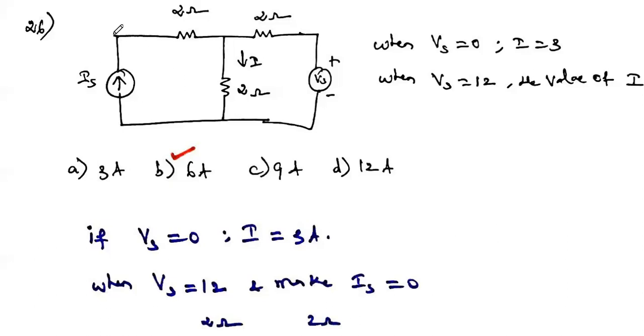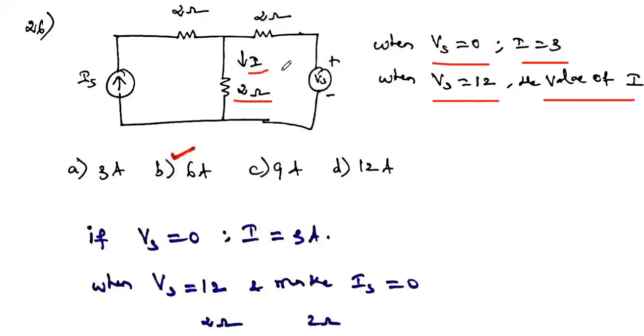So the first question, you see, this is the given circuit diagram. Here the given data is: when Vs is equal to 0, the current I is equal to 3, and when Vs is equal to 12 volt, what is the value of I? This is the question. In the circuit there is one voltage source Vs and one current source Is, and three resistances connected. The current flowing through this 2 ohm resistor is called I. Our aim is to find this current I when the voltage source Vs is equal to 12 volt.